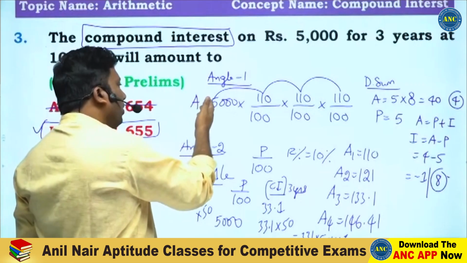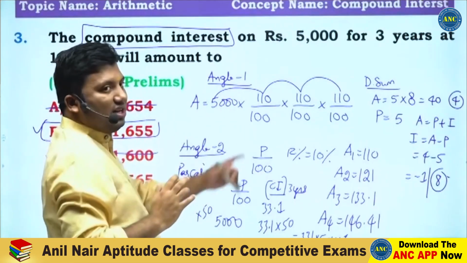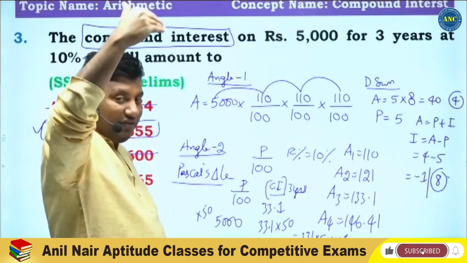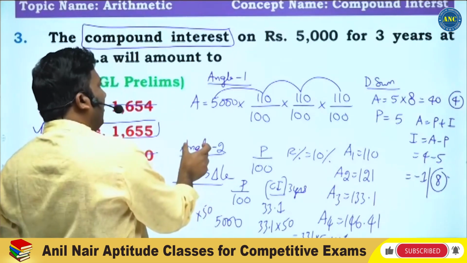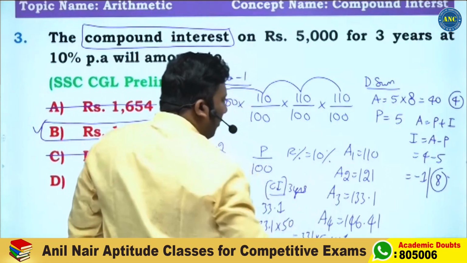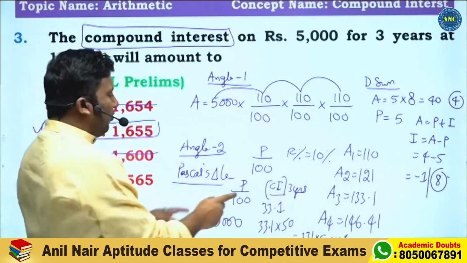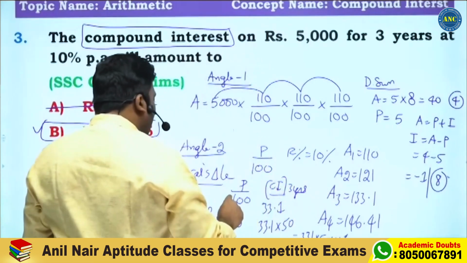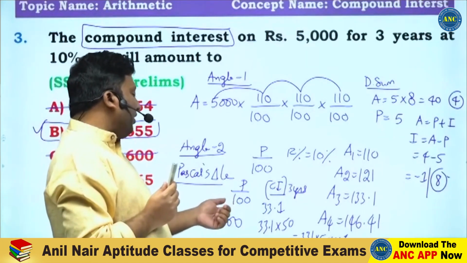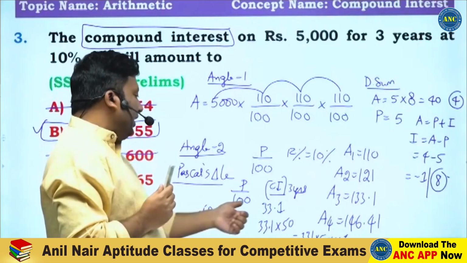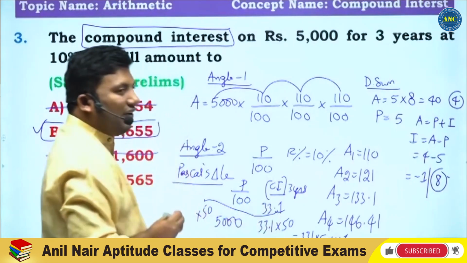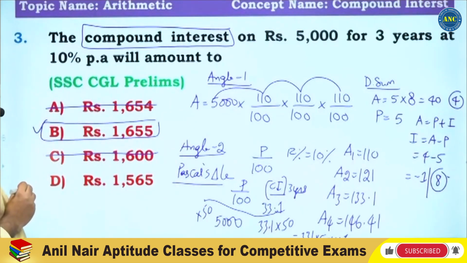Now here, the rightmost non-zero digit also matches. Principal is 5,000, and the amount's rightmost non-zero digit is 5. 5 minus 0 gives 5. Angle 2: the rate is given as 10 percent. If P is 100, the amount for 3 years is 133.1, so the difference is 33.1. But according to the question, I require 5,000, so 33.1 into 50. Again, the rightmost digit is 5 into 1, 5. So 331 into 5, which is 1655.